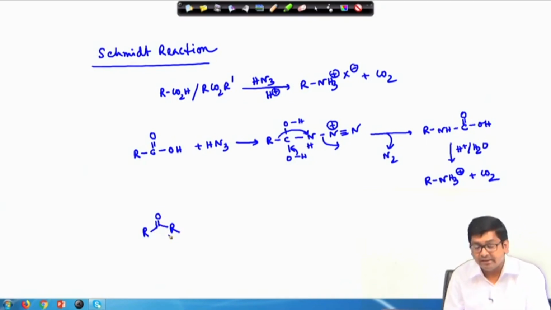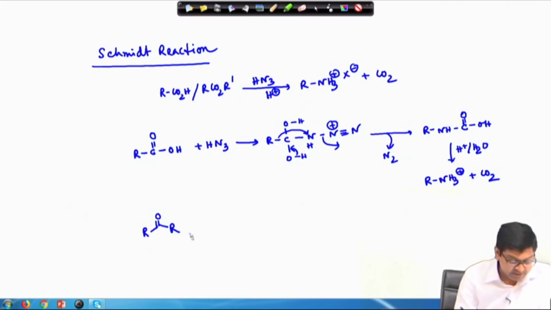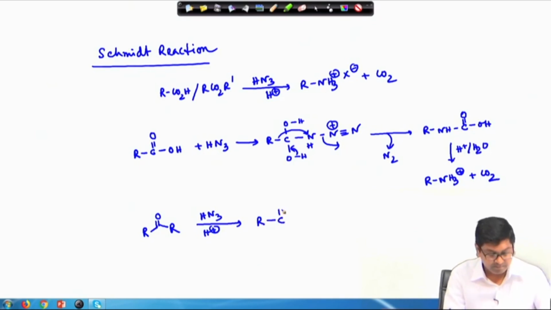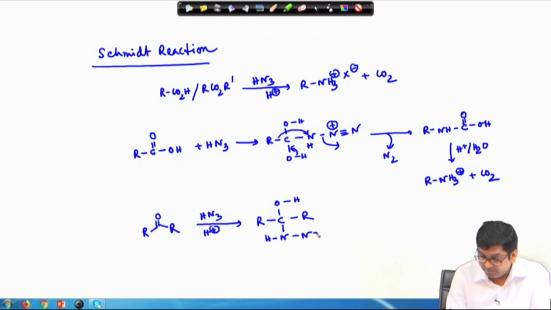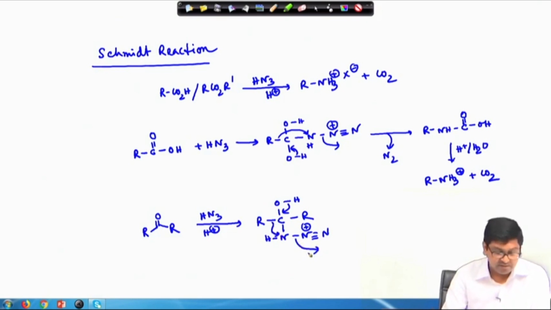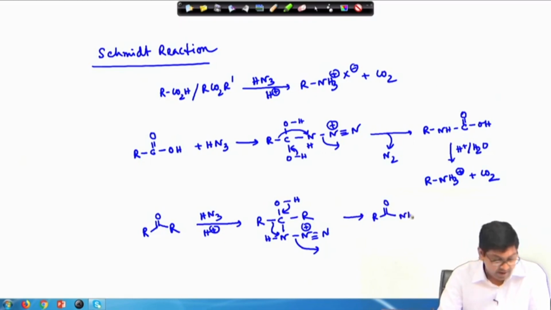As per example, if you take this ketone as a starting material in the place of carboxylic acid, then in presence of this hydrazoic acid under acidic medium, this will generate this intermediate, and once it generates, then again this is now ready for this 1,2 migration, then nitrogen can be liberated, and overall what you will get? You will get the corresponding amide.